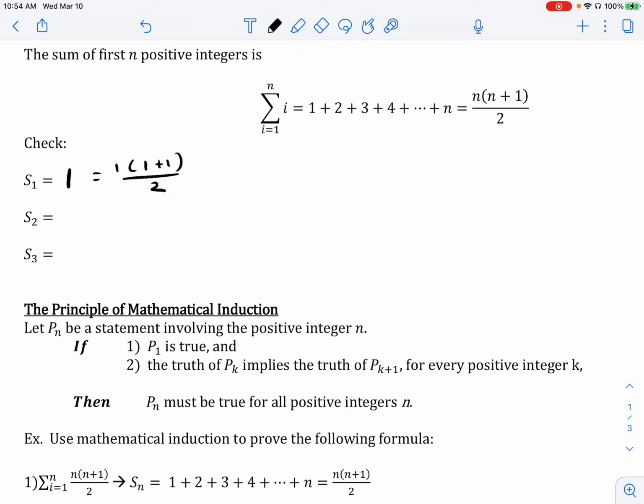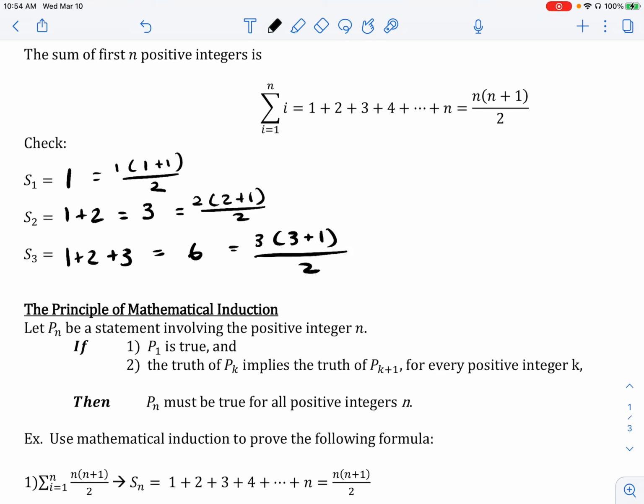Now, what about the sum of the first two terms? Well, 1 plus 2, that's equal to 3. And just to, again, check to make sure that our sum formula works out, it looks like we would have our n value being 2. So 2 times 2 plus 1 over 2. That does indeed give me 3. Let's try that one more time. Let's try s sub 3. So 1 plus 2 plus 3, that's equal to 6. And again, checking our formula, 3 times 3 plus 1 over 2. And yeah, that does indeed give me 6.